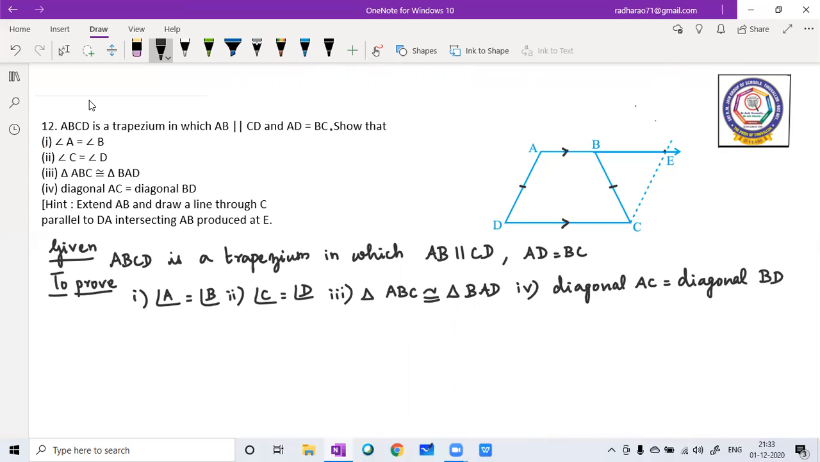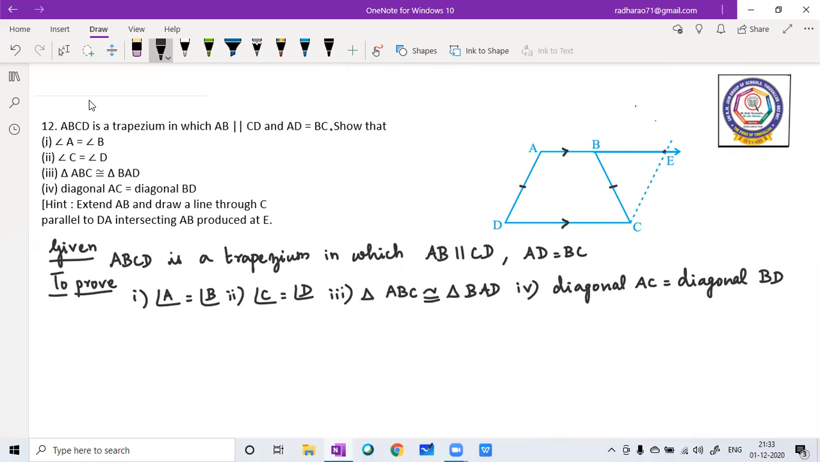So this is the point E where the extension of AB and the line CE intersect each other. It's given CE is parallel to DA. That is given as a hint: extend AB and draw a line through C parallel to DA intersecting AB produced at E. So AD and CE are parallel.